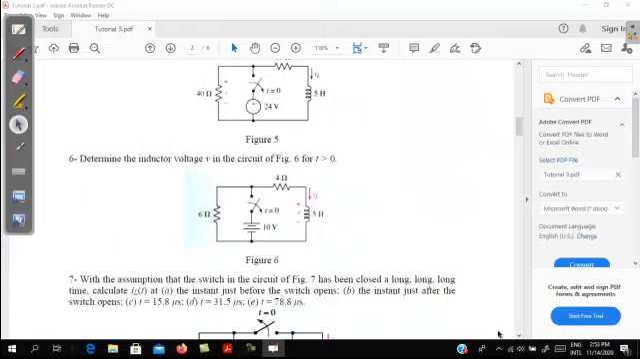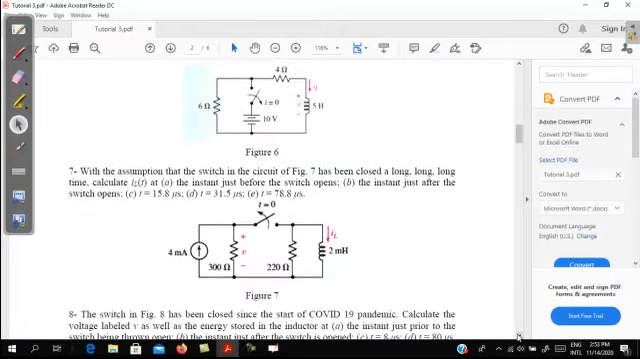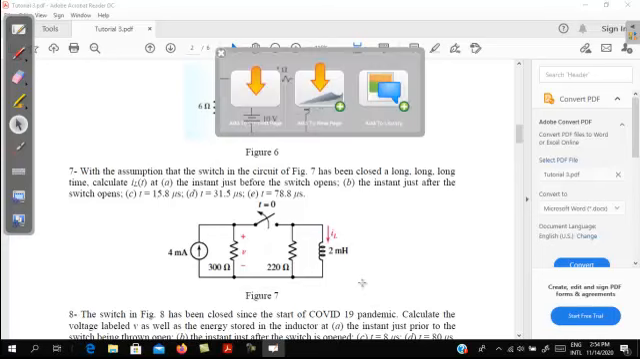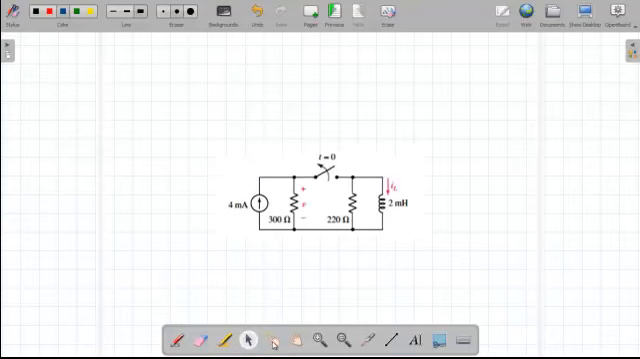Okay, we go to question number 7. In this circuit, it says that the switch has been closed for a very, very long time. So we need to find IL of t just before the switch opens, after the switch opens, and at different times: 15.8 microseconds, 31.5 microseconds, and 78.8 microseconds. So it's clear in this question that we need to find IL(0-) and IL(0+), plus the expression for t, which is valid for all positive values of the time.